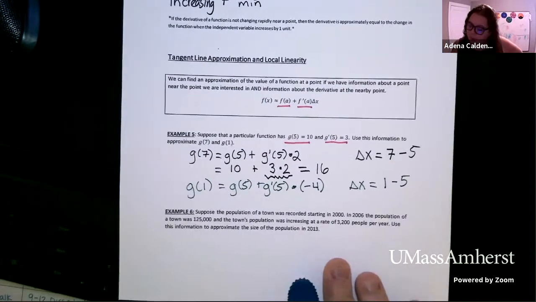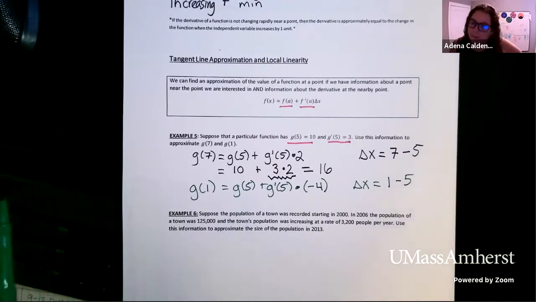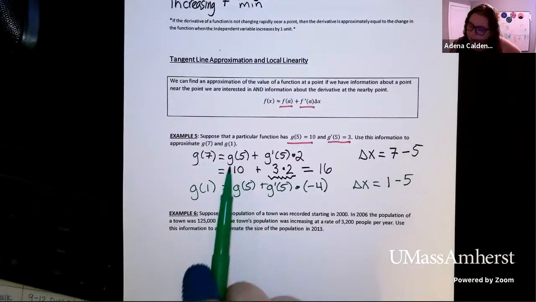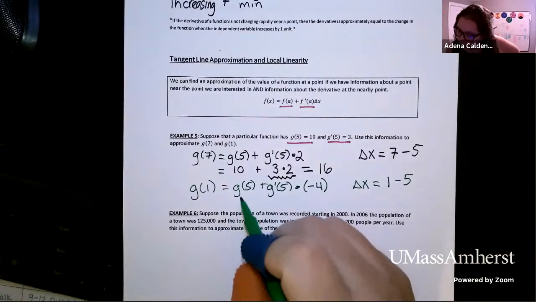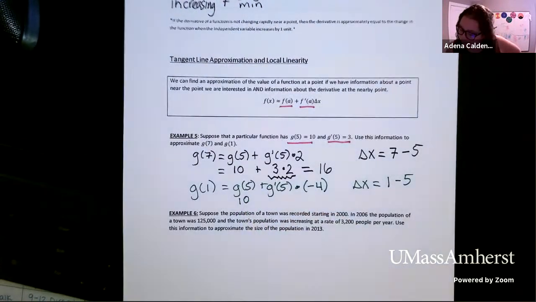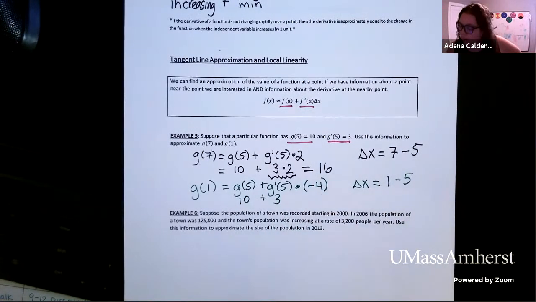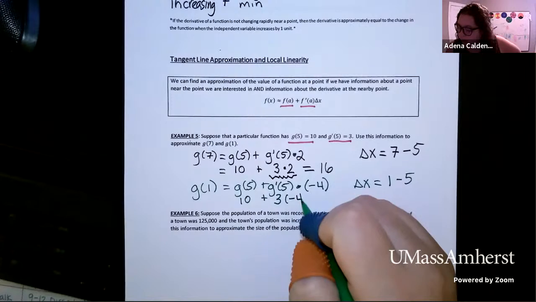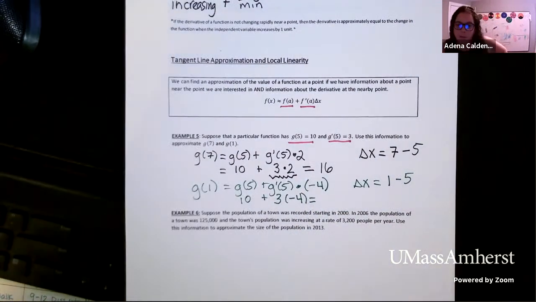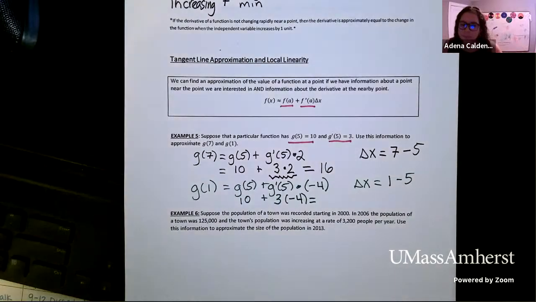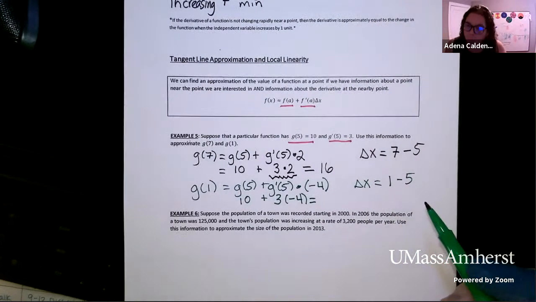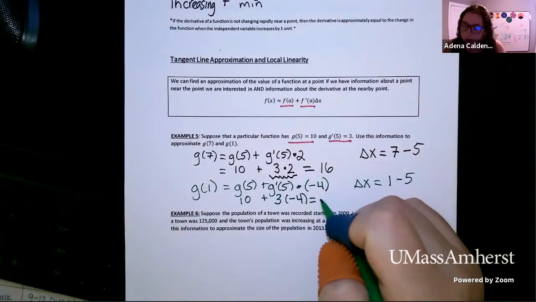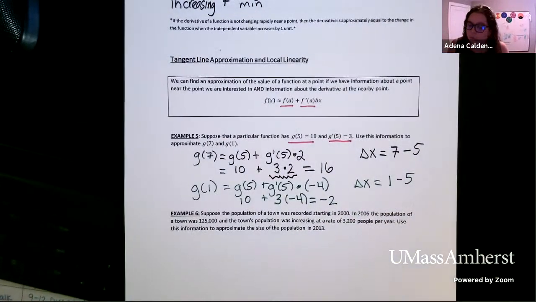So notice that if I try to predict at a point before 5, my delta x will be negative. Whereas if I pick a point after 5, my delta x was positive. So the direction matters, right? So g of 5 is still 10. G prime of 5 is still 3. But now I'm multiplying that 3 by -4 because I'm 4 units away in the other direction. So again, I have to do the multiplication first. So 3 times -4 is -12 plus 10 gives me -2. So g of 1, my approximation is -2.